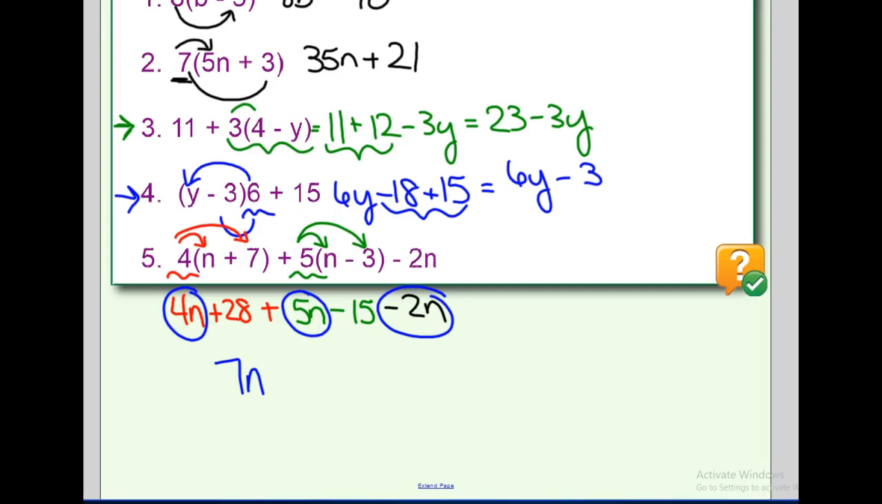And then let's look at our constant numbers. We got 28 and we've got negative 15. Same sign or different signs? Different, so we're going to subtract. Bigger number is positive, so plus 13. And that's my final answer.